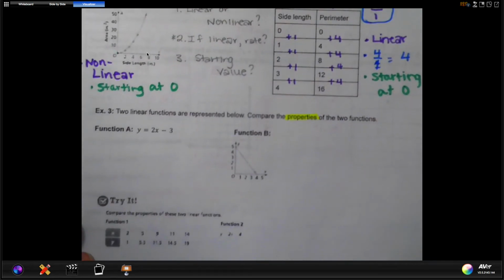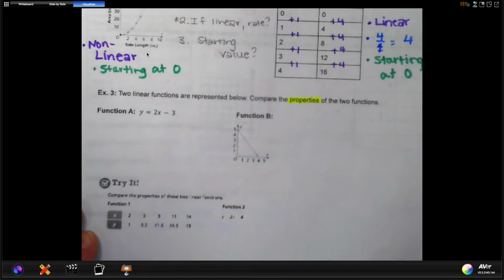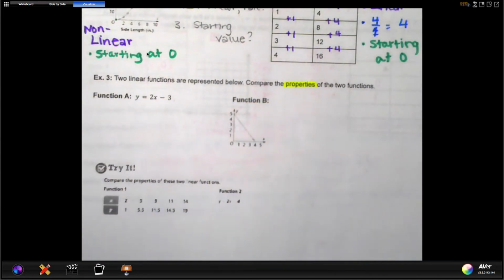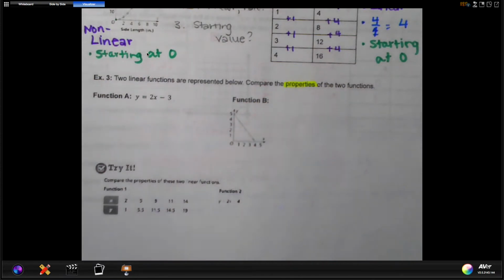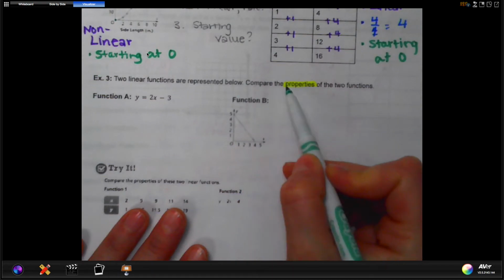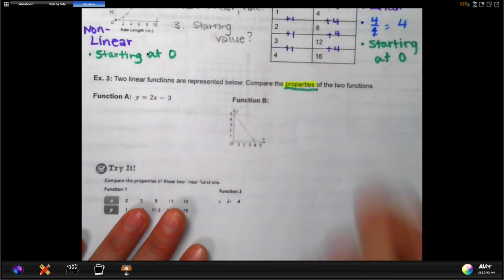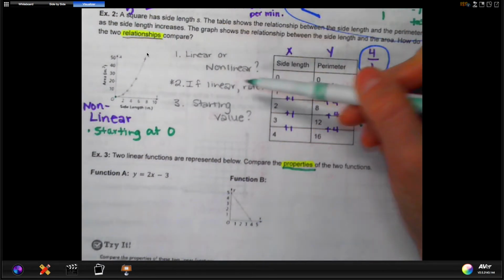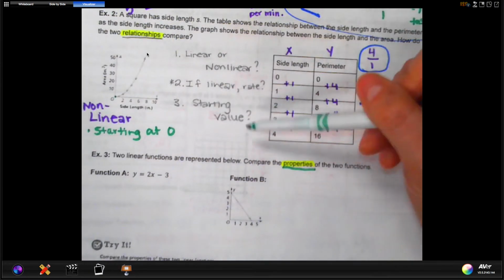So example 3, this is without any sort of story problem on it, but we're going to use the exact same things when we're talking about comparing the functions. So this one says compare the properties. Those properties are the three things we talked about above. Linear or nonlinear. If it's linear, what's the rate and what is the starting value?